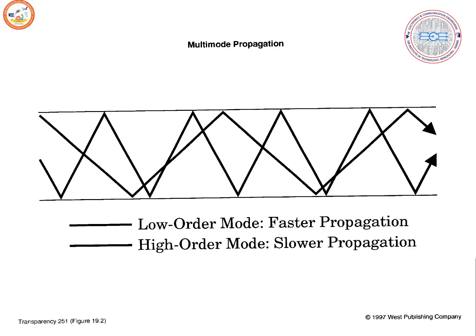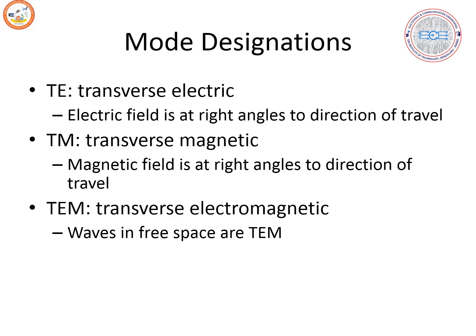And here you can observe the lower order and higher order modes, how the waves will be propagated in waveguides. The different types of modes supported are TE, TM, and TEM, indicating transverse electric, transverse magnetic, and transverse electromagnetic. In TE, the electric field is at right angles to the direction of propagation, and in TM, the magnetic field is at right angles to the direction of travel, whereas in TEM, the direction of propagation is at right angles to both the electric and magnetic fields.